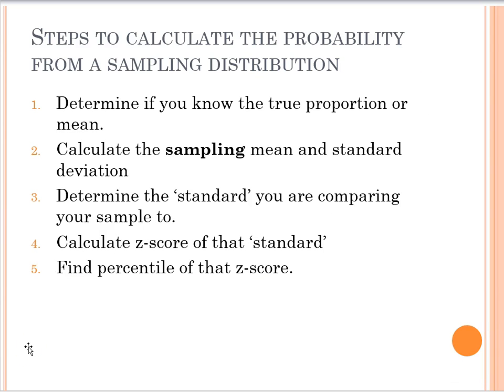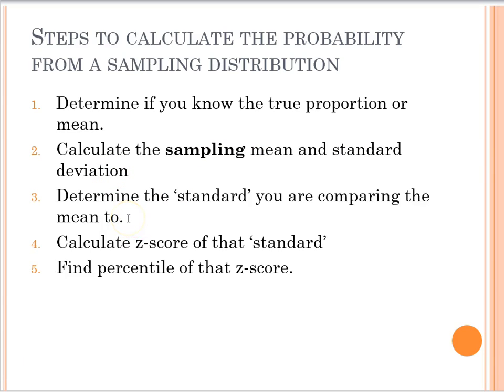So these are the steps that we went through in that word problem. The first thing that we want to do is determine the true proportion or the mean for the sampling distribution. This is often the hardest part. Figuring out what is your sample proportion and what is the true proportion, that's the most difficult part in problems. Once you have that, it's pretty easy to calculate the sampling mean and the sampling standard deviation.